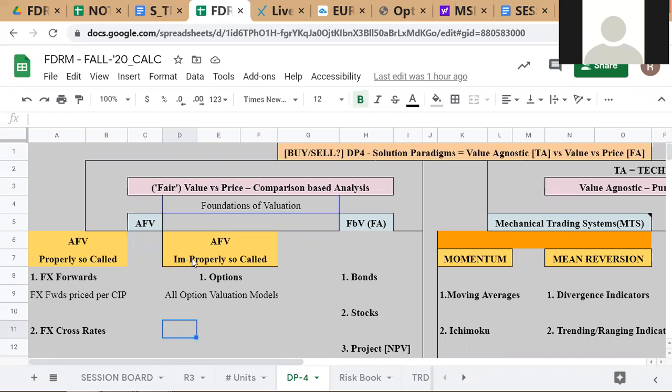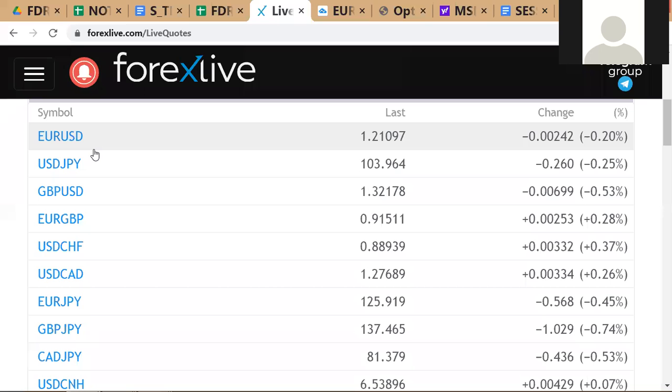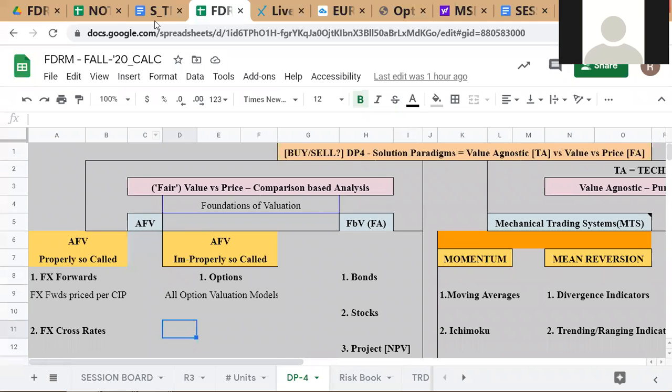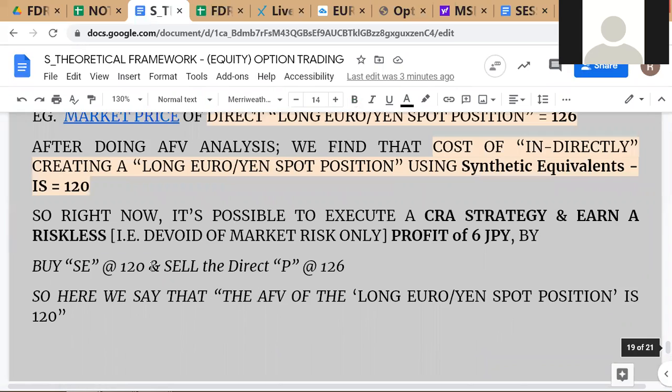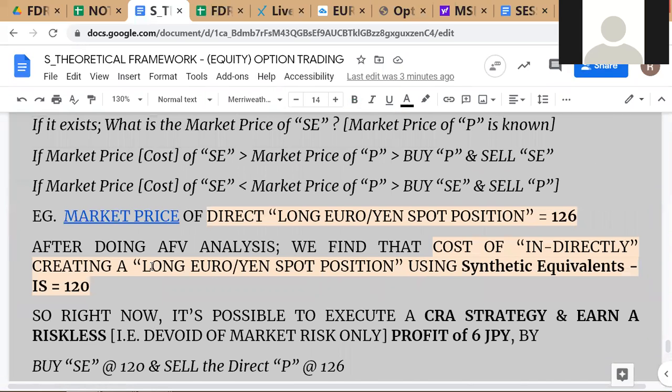This is a sort of fake. This is a fake AFV. Okay, this we are not referring to. We are referring to true AFV, FX cross rates valuation, and it will be done in this manner. It will not rely on any forecast. It will just look at market prices. So that's why we say that this is a separate category here. It does not rely on any forecasts. And this is the important thing. So we had a long discussion, but it's very important to understand exactly how these terms are used.